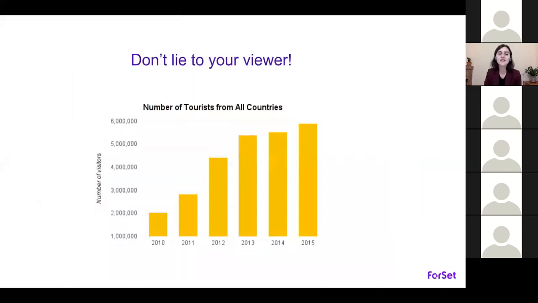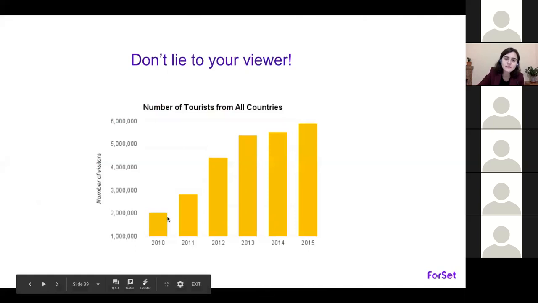Okay, now we get to the fun part of how not to lie to your viewer. If you look at this chart, this is the number of tourists from all countries to Georgia from 2010 to 2015. And if I ask you quickly, can you tell me how many times this number has increased in 2015 compared to 2010? You might tell me 5 times, because you look at these columns and you see that this is small and this one is quite big, almost like 4 or 5 times big.